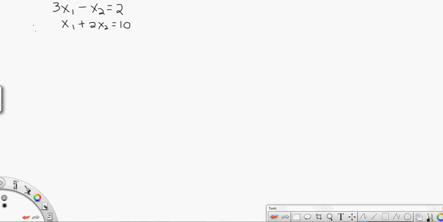Today, I'm going to show you how to use Gaussian elimination to solve the system of equations here. The first step in solving a system is to construct an augmented matrix for the system. To do this, you just use the coefficients to construct the matrix. 3, -1, 1, 2, and then 2 and 10. So here's my augmented matrix.